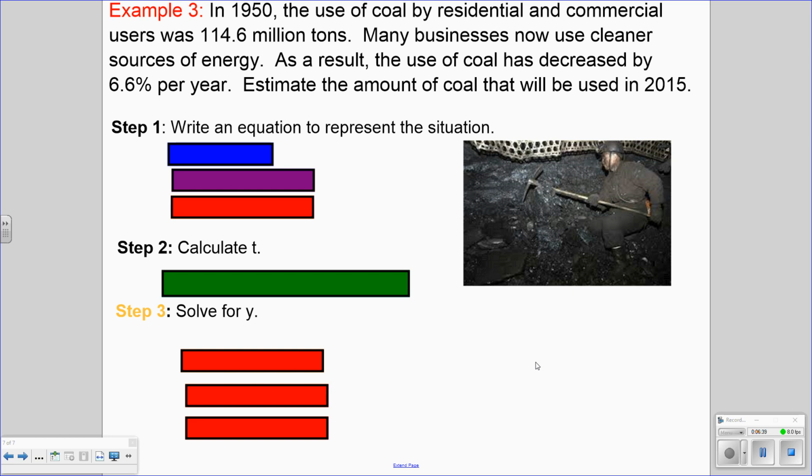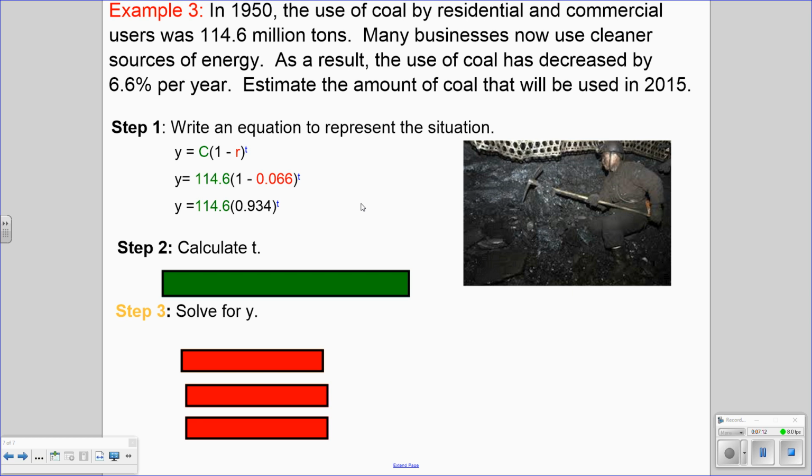And so again, we want to write our equation here. We're going to start off with y equals c, parentheses 1 minus r, to the t, since this is our equation for exponential decay. We're going to substitute in our values. So c, our initial value, would be 114.6 million tons times 1 minus 0.066, since 6.6% as a decimal would be that, to the power of t, since we don't know how many years we're looking at just yet. We're going to simplify this parentheses part, and that gives us 114.6 times 0.934 to the power of t.